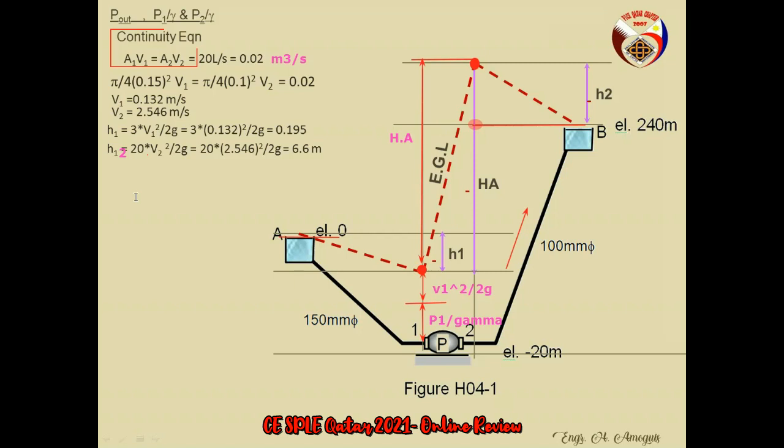Yung pressure niya is what? Di ba? That is atmospheric. Ang pressure is 0 gauge. Okay? Velocity, that is 0. That is tank. Surface area, there is no change in velocity, even mag-move yung water. Okay? Elevation, meron. So the only points that you can consider to solve HA is applying energy equation from A to B. Ayan. Right? Energy equation A to B.